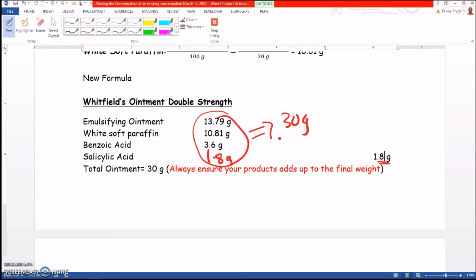If your base consists of more than 1 ingredient, maintain the proportion of the base. So therefore, you need to look at the single strength or the existing formula that you're trying to adjust to see what the proportion of each ingredient will be in the base.